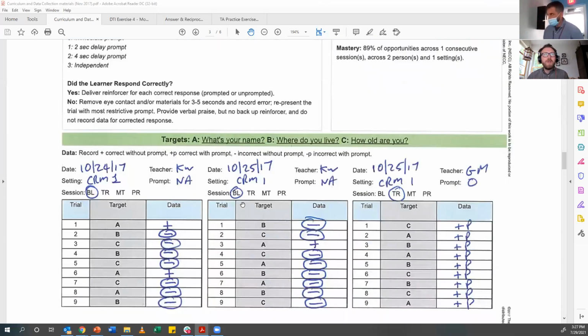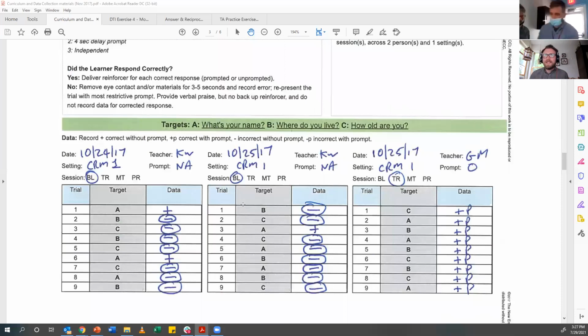So if I scroll down, you can see that I've already filled in this data sheet. This is a pretend data sheet that I filled in some data for, okay? Again, the 3 questions that we're teaching the student to answer are, what is your name? That's target A. Where do you live? That's target B. And how old are you? That's target C. And we're going to teach the student to answer these 3 questions during the course of our training procedure, our teaching procedure, okay?